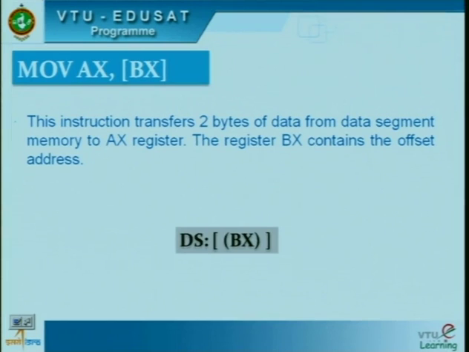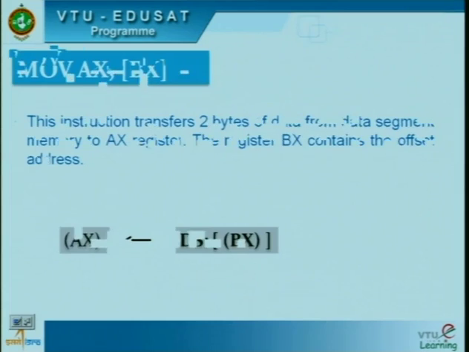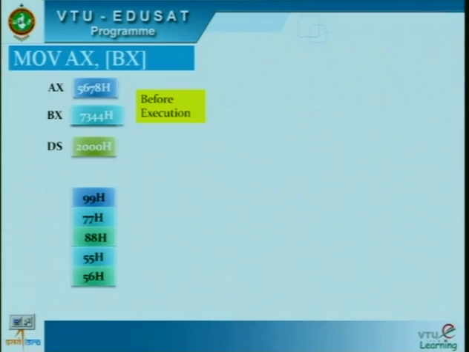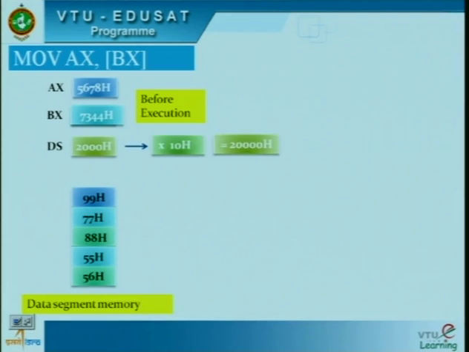It is something like this. The offset value present in BX is added with DS, which gives me a physical address. The content of that physical address will be copied onto the 16-bit register AX. Now, how does this basically work? Assume that AX has got 5678, BX has got 7344. Now, before execution, say DS has got 2000 and the content of the data segment is something like this: 99, 77, 88, 55 and 56, which is a snapshot that I have taken from the data segment memory.